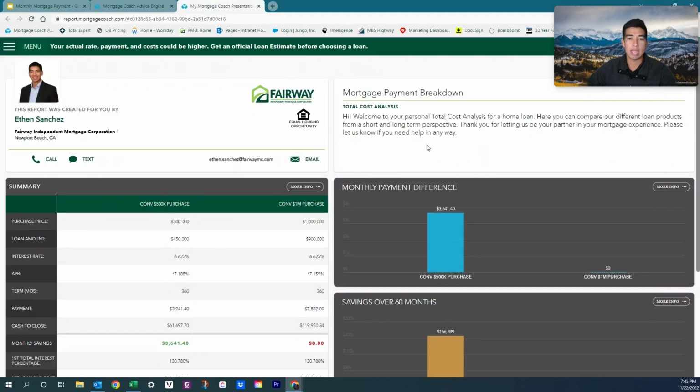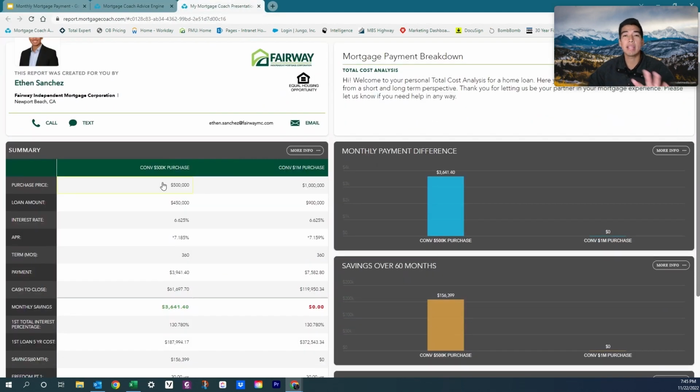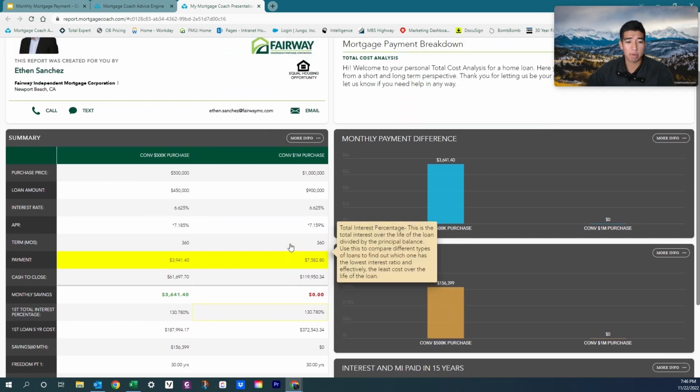I want to show you an example where we can see some simulated payments here. So in this case, we're looking at a conventional loan scenario with 10% down, 2 different purchase prices, $500,000 and $1 million. We're looking at the same rate here just for, again, educational purposes and not giving us the ability to compare. This is not an actual rate offering. So here is our total payment based on a 30-year fixed loan. Obviously, they're very different since we have different loan amounts: $3,941 for the $500,000 purchase price and $7,582 for the $1 million purchase price.